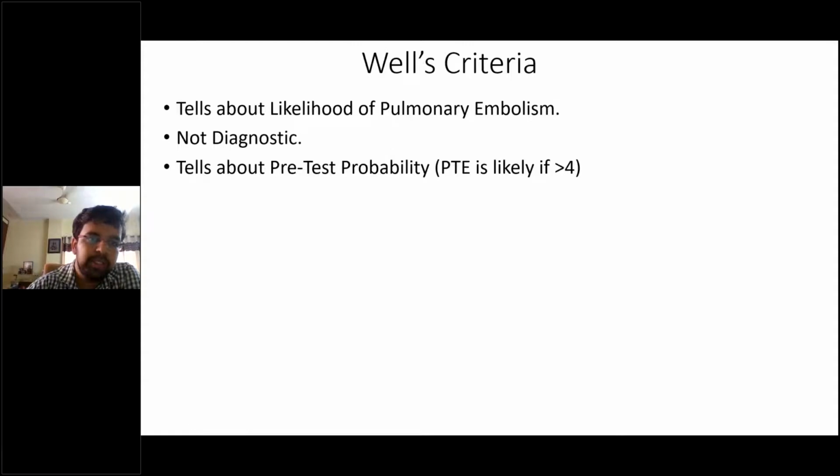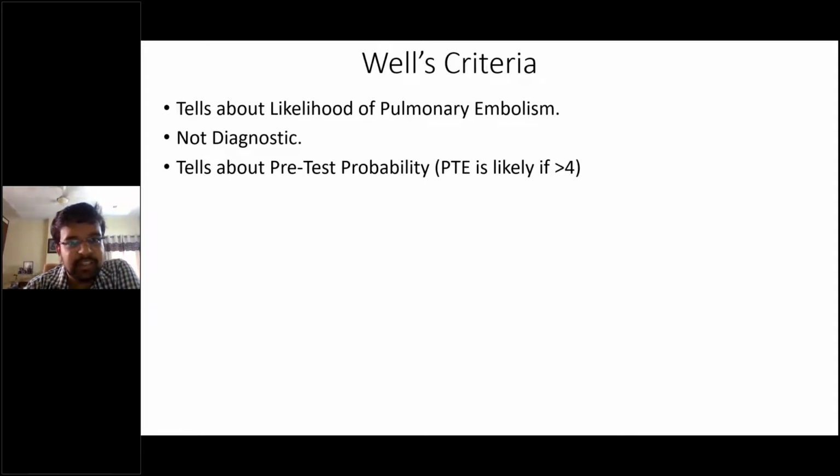It's very simply the probability of a disease before we actually perform a diagnostic test. The probability of a disease before actually performing a diagnostic test is the pretest probability. So you have noted I have not yet told you about any investigation or diagnostic modalities. What we are playing here is just with the clinical features and the signs.